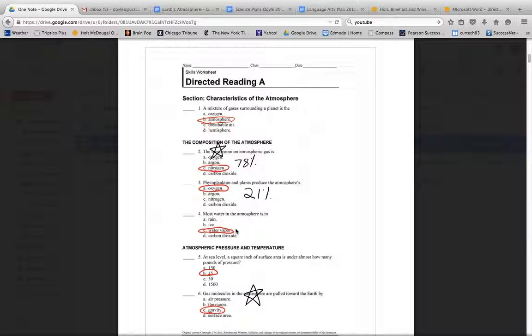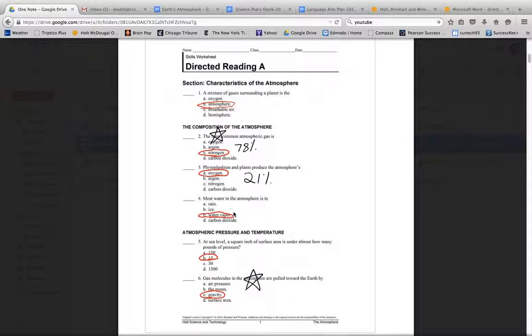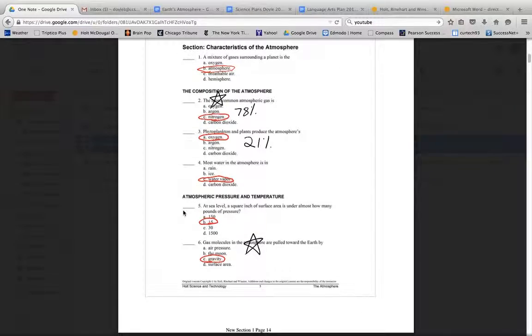Four, most water in the atmosphere is in water vapor, so it's floating around in the air, invisible little droplets of water. And that is less than 1% of our atmosphere is water vapor. Atmospheric pressure and temperature. Number 5, at sea level, a square inch of surface area is under almost how many pounds of pressure? 15 pounds of pressure.